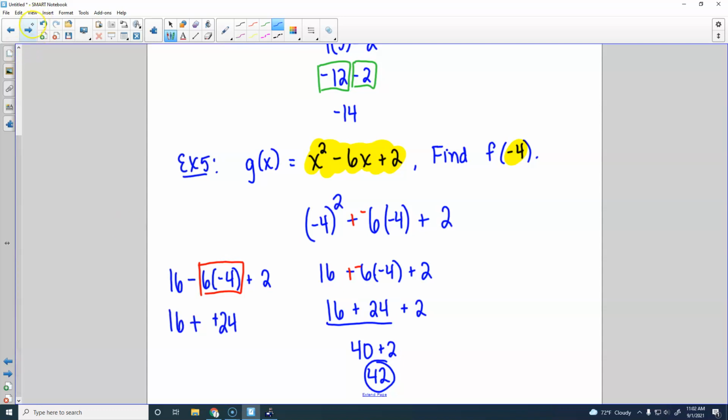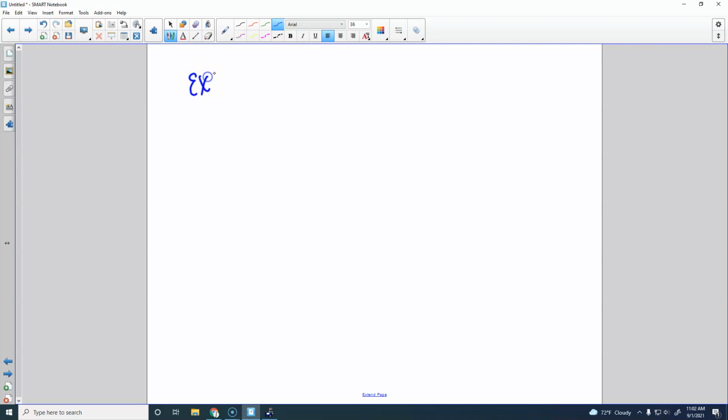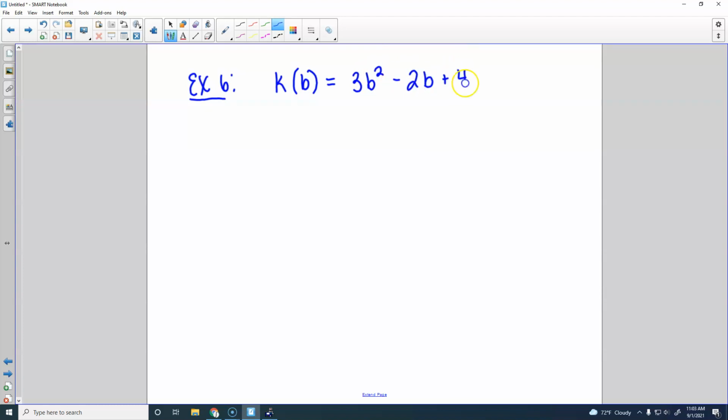Let's do one more, okay? And I'll let you help me with this one, Passion. So, example 6. Let's say that K of B equals 3B squared minus 2B plus 4. And we're going to find K of negative 1. I'm mostly using negatives here just because they're harder and we need to practice them.